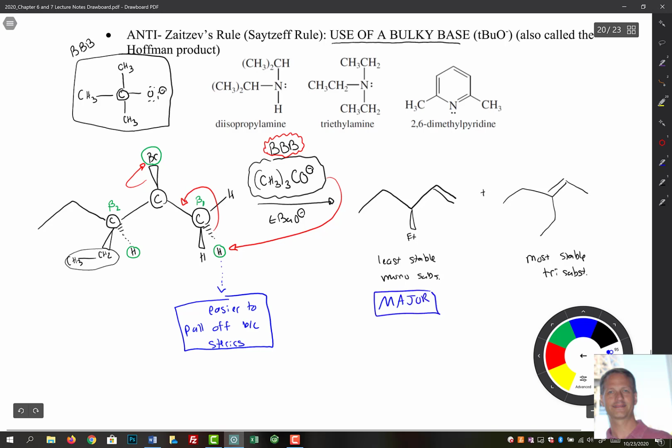So often you'll be asked to draw the products of a reaction, and then there might be a follow-up question saying, well, of the products that are formed, which one would be the major product? And you have to look at your base as an indicator as to whether or not it's going to be the Zaitsev's or the anti-Zaitsev's rule, which one of those rules you're going to apply.